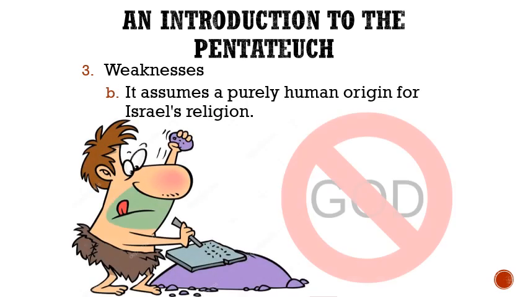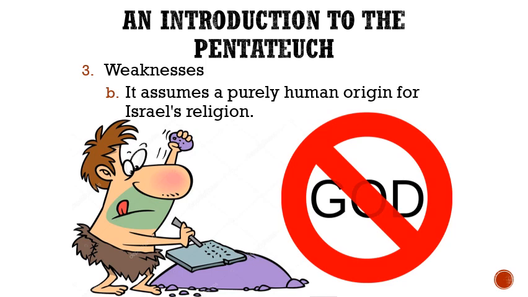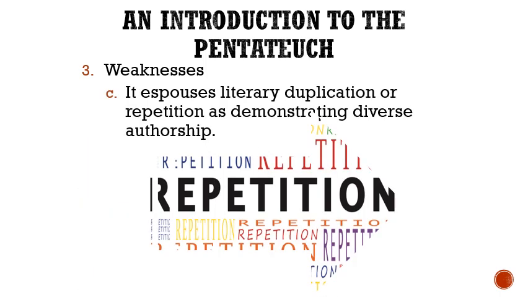The second weakness is that these views assume a purely human origin for Israel's religion. It almost completely factors out the inspiration of Scripture. And letter C, it espouses literary duplication or repetition as demonstrating diverse authorship. In other words, this view believes that if something is repeated in a portion of Scripture, then it must not be from the same author. It had to be 2 different people.